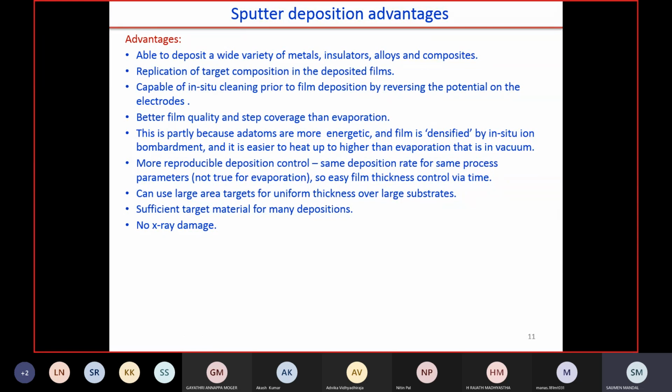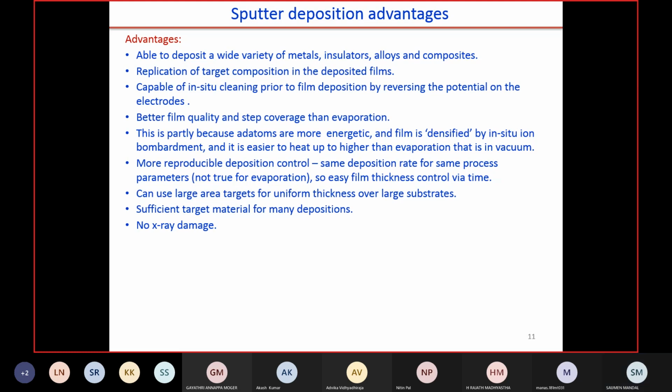Better film quality and step coverage than evaporation, and this is partly because the atoms are more energetic and the film is densified by in situ ion bombardment, and it is easier to heat up to higher temperatures than in evaporation in vacuum.